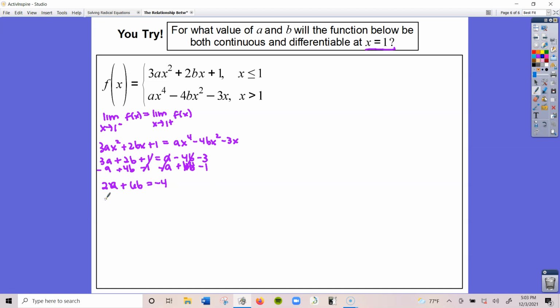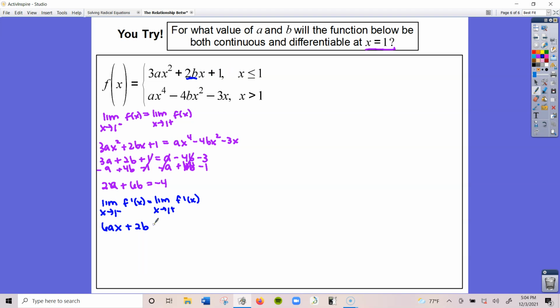Now let's do differentiability. In order for my function to be differentiable, the limit as x approaches that same value, so 1 from the left, of f prime of x must equal the limit as x approaches 1 from the right of f prime of x. Looking at my functions here, to find the derivative, we're going to apply the power rule. And when we apply the power rule, remember that a and b are part of the coefficients. So 2 gets multiplied with the 3a, so that's 6ax, plus 2b is my coefficient, so plus 2b. And then the derivative of 1 is 0.